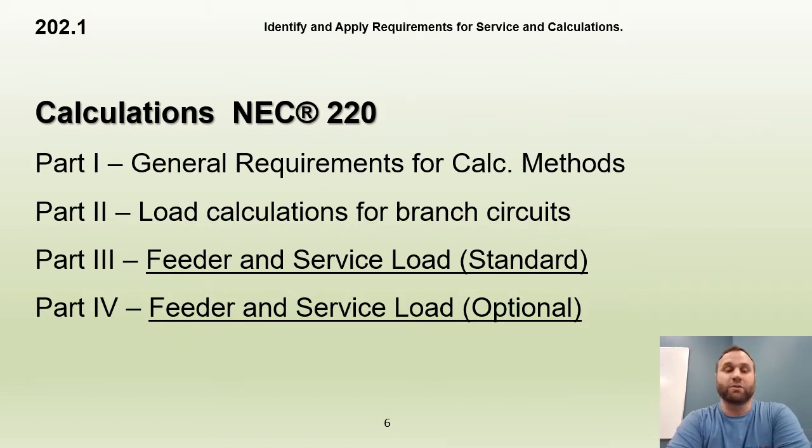The NEC actually gives you a standard method and an optional method for sizing one-family and multifamily dwelling units. Today, we're going to be focusing mainly on the feeder and service load standard for a one-family dwelling unit. Part 1 of NEC Article 220 deals with general requirements for calculation methods. We're going to look briefly at that as well as Part 2 for load calculations for branch circuits. We've talked about these things a little bit in our previous classes, but today we're just going to refresh and remind ourselves exactly what the code has to say about certain things.